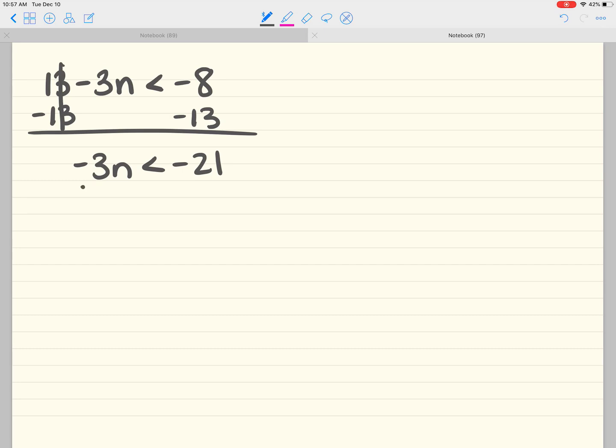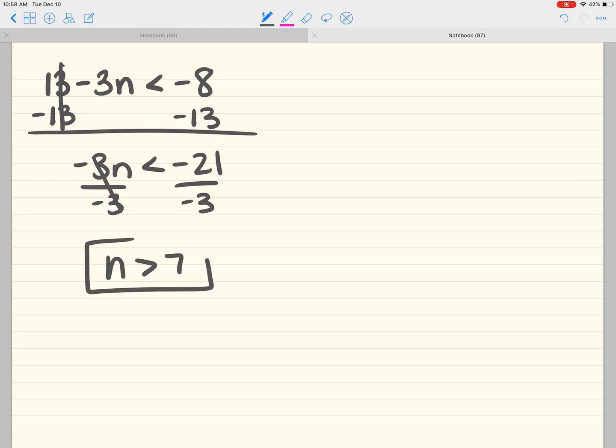What would I do next? Divide by negative 3. What did I just do on both sides? You divided by a negative. What should you do when you divide both sides by a negative? Flip your inequality. So now it's going to be n greater than what? 7. Okay. All right, give me any number that's greater than 7.